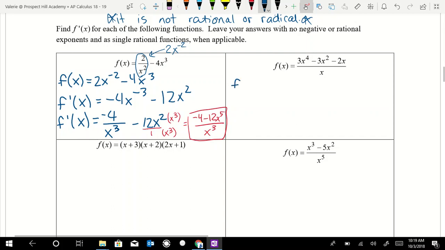We can write it as f of x is equal to 3x cubed minus 3x minus 2. And now to find the derivative, f prime of x, using the power rule, we'll get 9x squared minus 3.